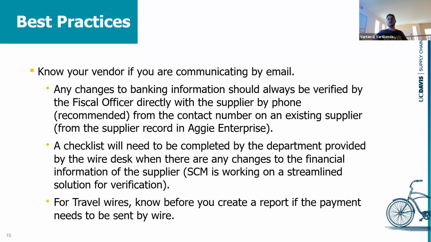This is a new process that we're putting in place. So again, short term, in the interim, when we see something that looks like it needs to be changed, it's going to slow down the process. We realize that. But this is sort of a necessity to ensure that everything is correct. So the wire desk will be sending out a checklist that needs to be completed, verified by the department. And then long-term vision, this will all be done through Aggie Enterprise.